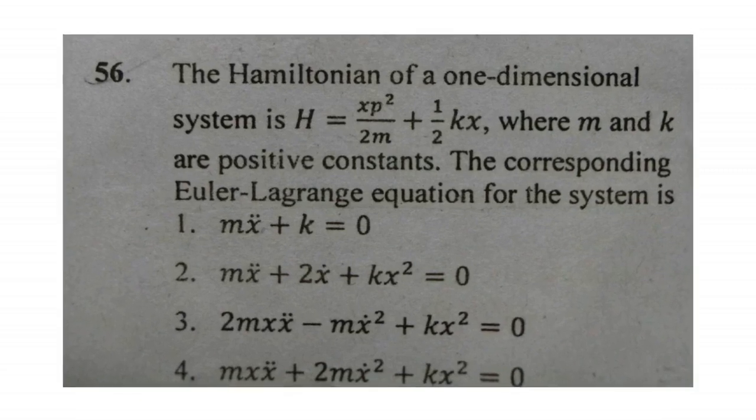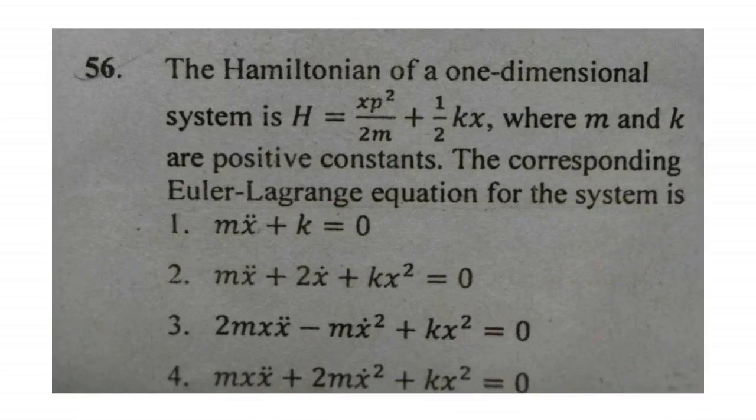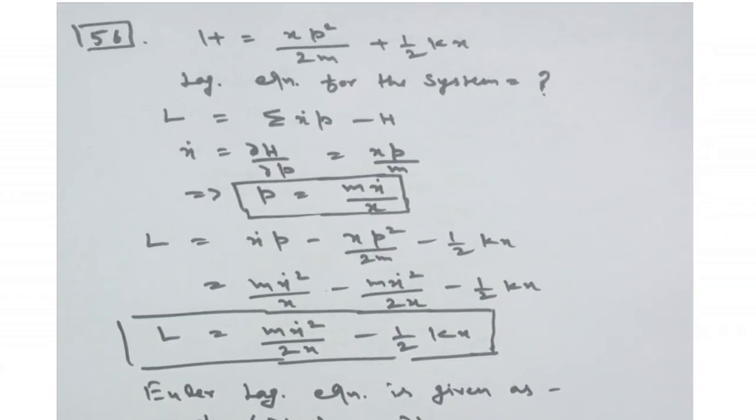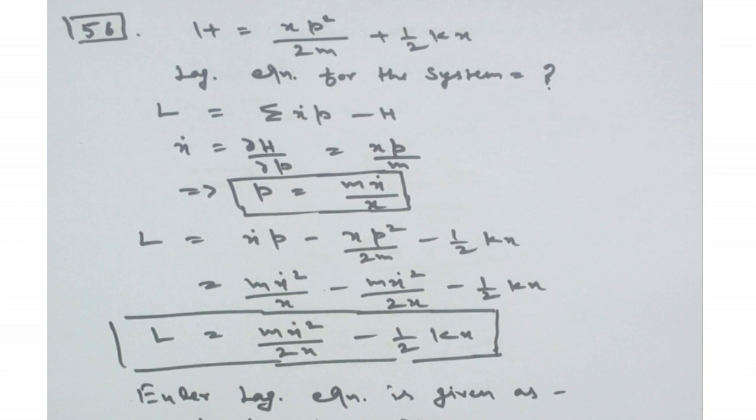Now the next question is: the Hamiltonian of a one-dimensional system is H equal to xp square upon 2m plus half kx, where m and k are positive constants. The corresponding Euler-Lagrange equation for the system is. Now here we have given the Hamiltonian, which is equal to xp square upon 2m plus half kx. And here we have to calculate the Lagrange equation. So for that first we have to calculate the Lagrangian.